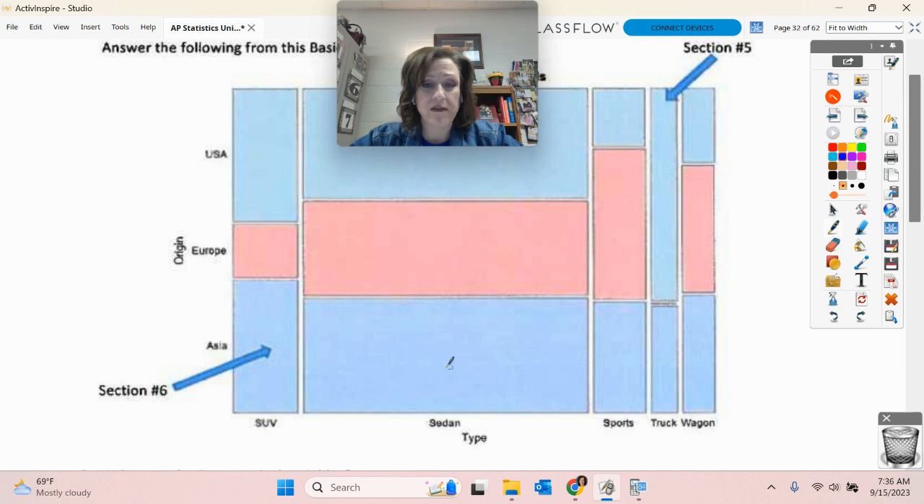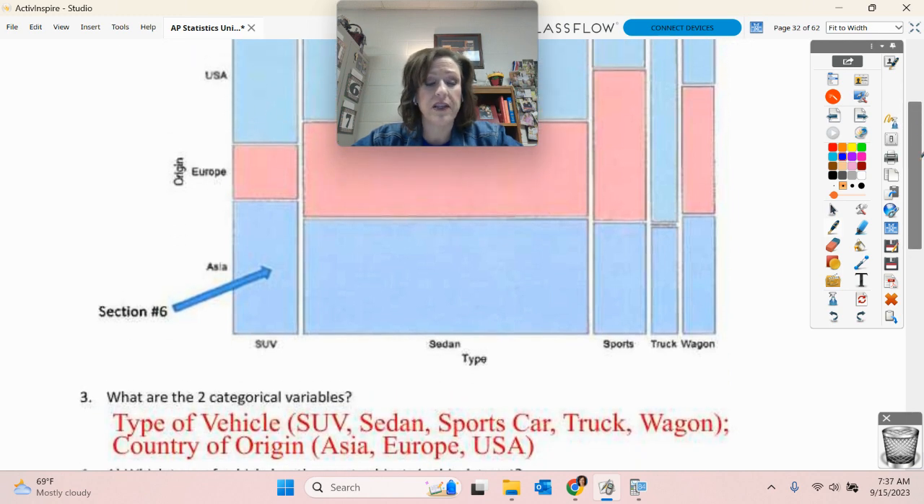I see that we have got type of vehicle. That looks like one of the variables. And then the location or the origin of the cars. So type of car, a vehicle, SUV, sedan, those things, and country of origin the cars came from.